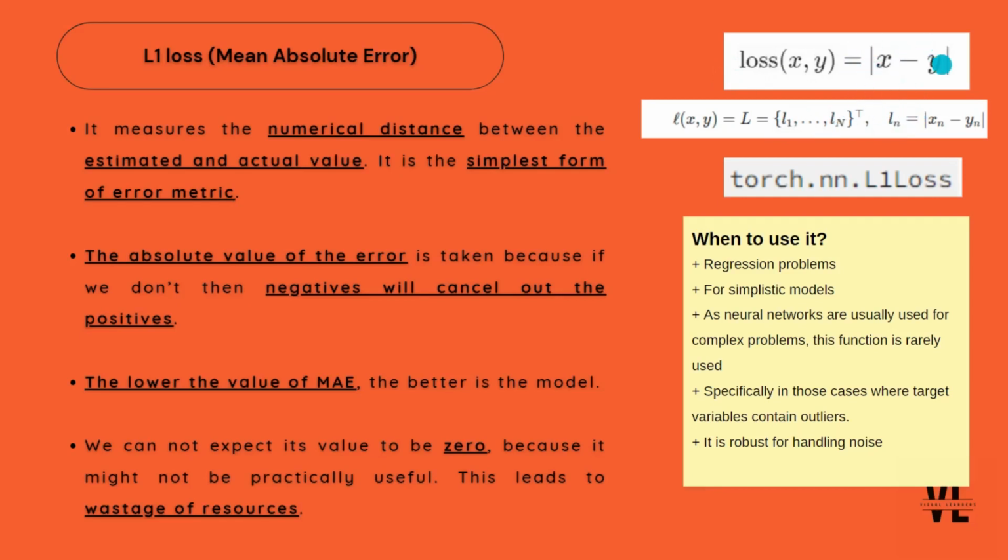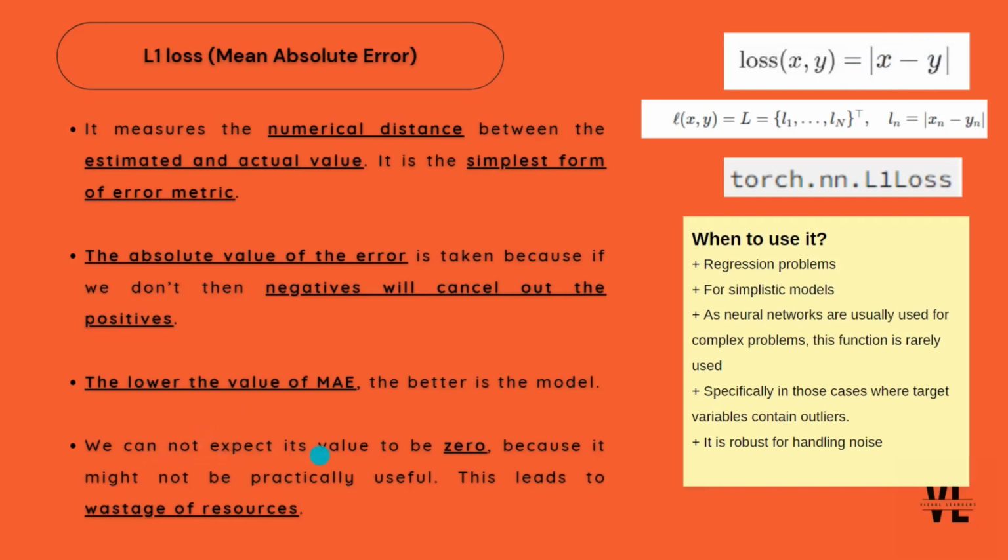So that's why we put them under the absolute value. The lower the value of the mean absolute error, the better this model. So the primary purpose of a loss function is to minimize the loss so that the prediction from our model is as close as possible to the target values.